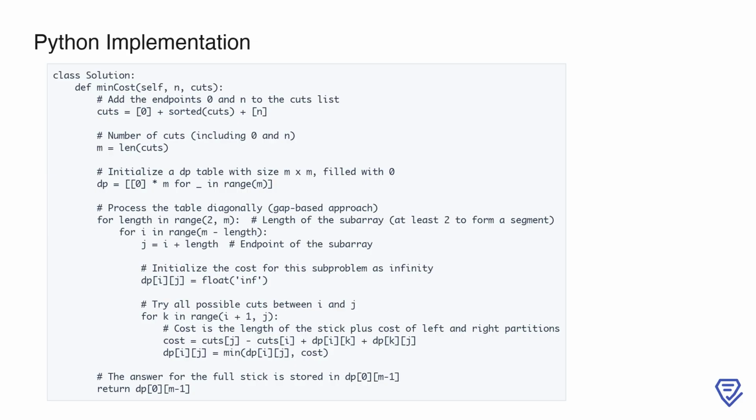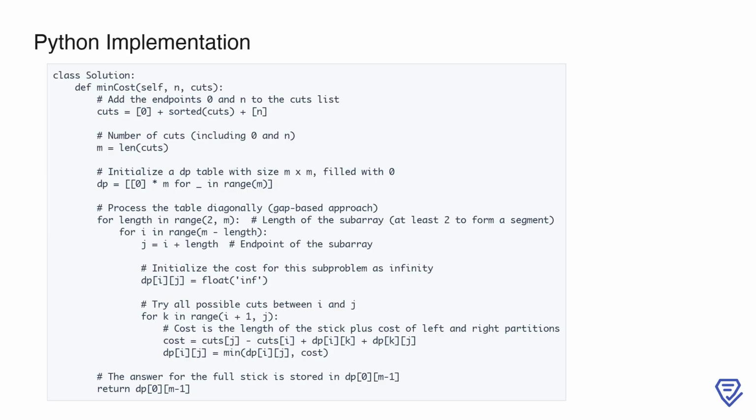5. Subproblem calculation. For each subproblem, the algorithm iterates over all possible cuts k between the current endpoints i and j. The cost of making a cut at k is calculated as the sum of the length of the current stick segment, cuts[j] minus cuts[i], and the cost of solving the left, dp[i][k], and right, dp[k][j], subproblems. The algorithm keeps track of the minimum cost for each subproblem. 6. Final result. The minimum cost to cut the entire stick is stored in dp[0][m-1], which represents the cost of cutting the stick between the first and last cuts.